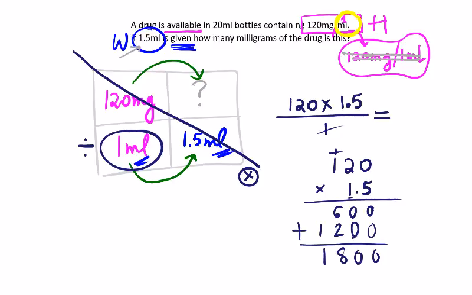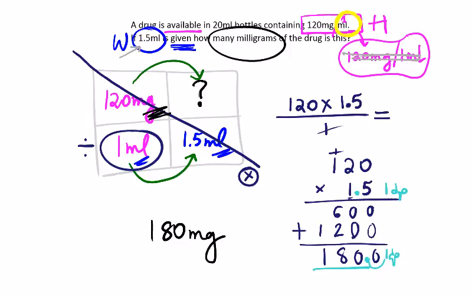Then we check. Here we only had one decimal place, the other number was a whole number, so our answer should have one decimal place as well. So this will be 180. Final answer, 180. Look in the box where the question mark was, what the unit should match with, milligrams, and read the question again. How many milligrams? 180 milligrams.